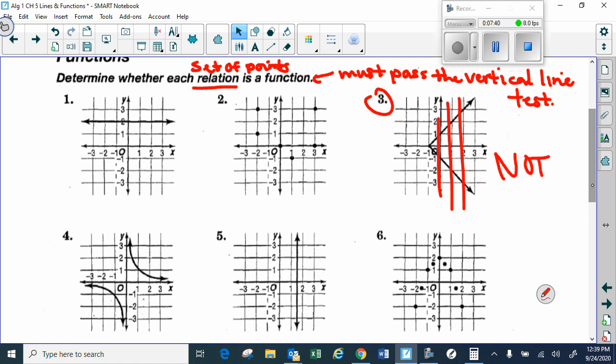Versus if I did 6, that would be a function. So if I graph vertical lines, it's only hitting one time each time, there's no going through 2 points. So that's a yes. That is a function. So that's how you do it graphically.